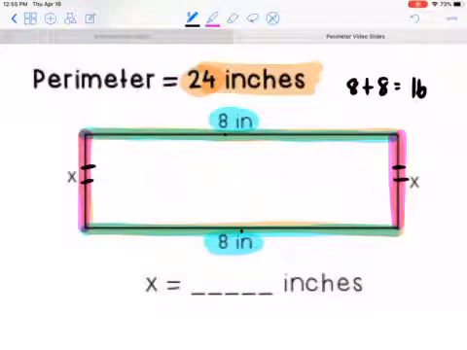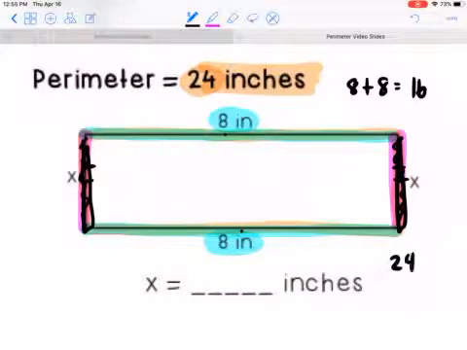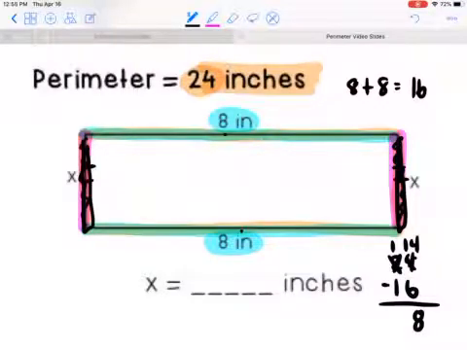Now we're still missing both of these side lengths. But the first step is to figure out what the lengths of both of these sides combined is. So we're going to do that by doing 24 minus 16. 4 minus 6, I can't do that. I've got to regroup. 14 minus 6 is 8. 1 minus 1 is 0.